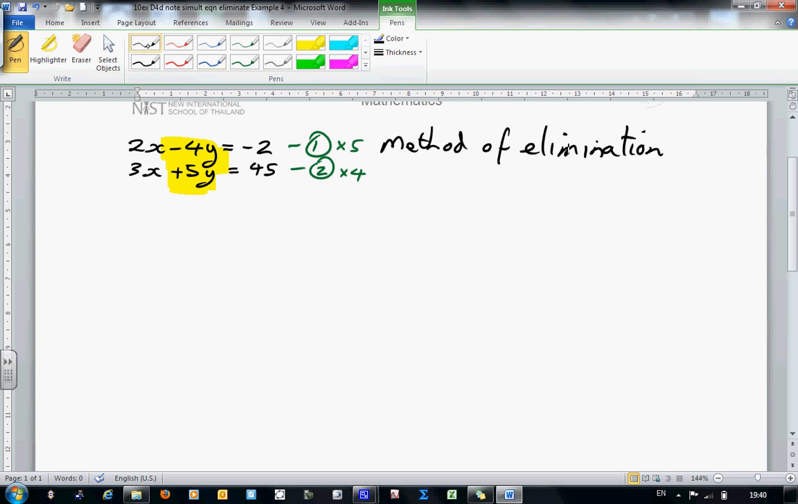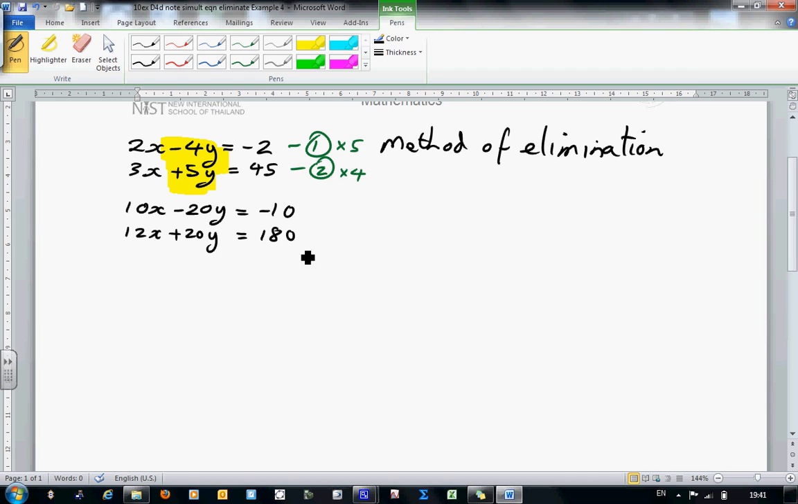We have 5 times 2 is 10x, 5 times 4 gives us negative 20y, equals 5 times negative 2 is negative 10. Similarly, if I multiply equation 2 by 4, we get 4 3s are 12x, 4 5s give me 20y, and 4 lots of 45. Well, 4 lots of 50 is 200, take away 4 lots of 5, so that will be 180. You could do that on a calculator if you need, but the quicker you are, the better you are.